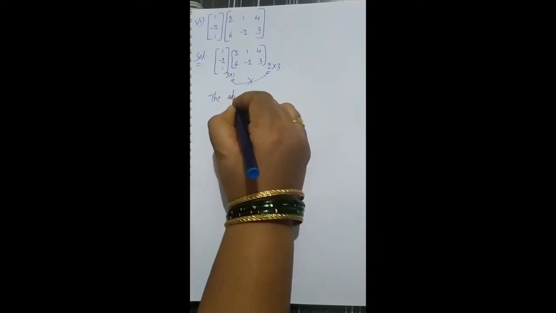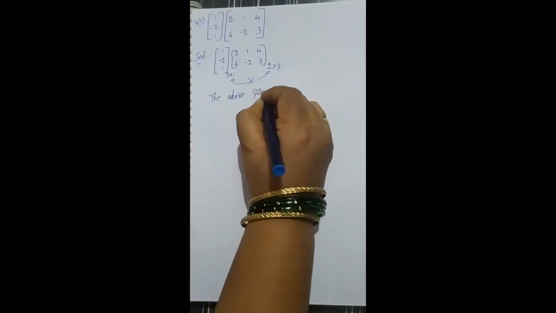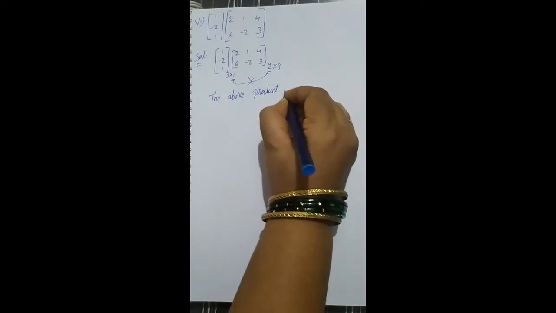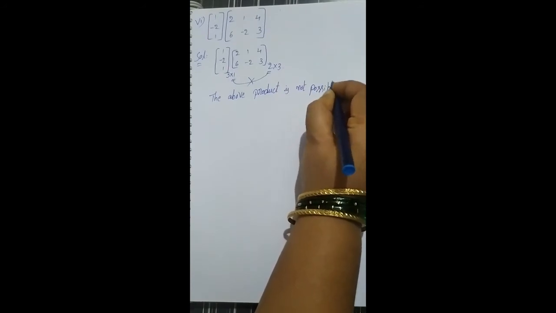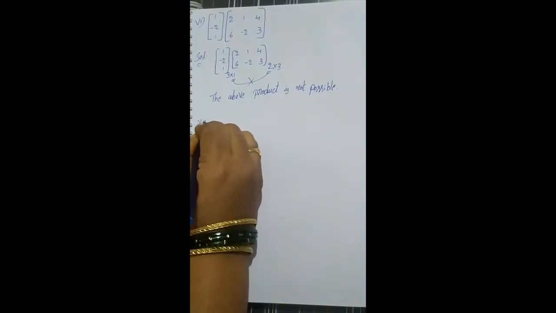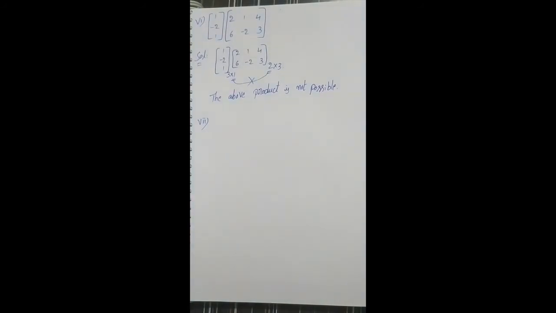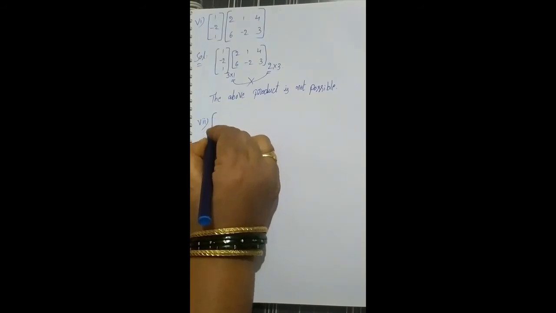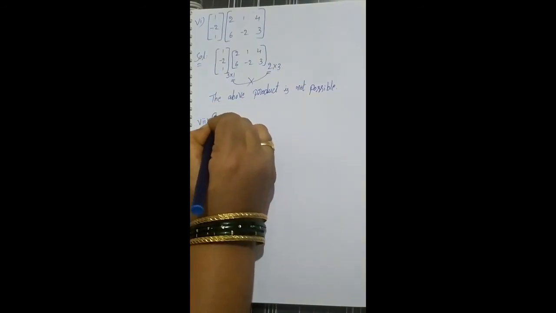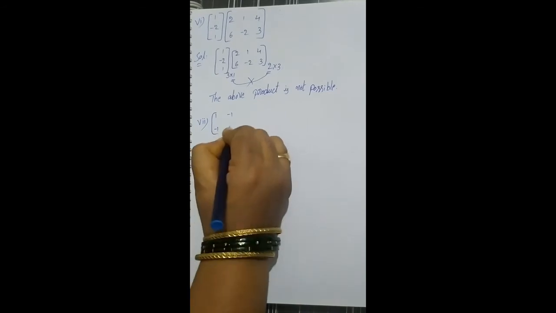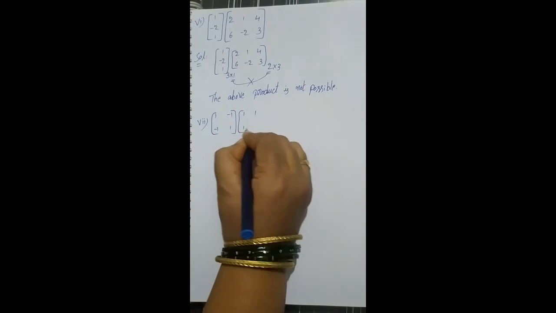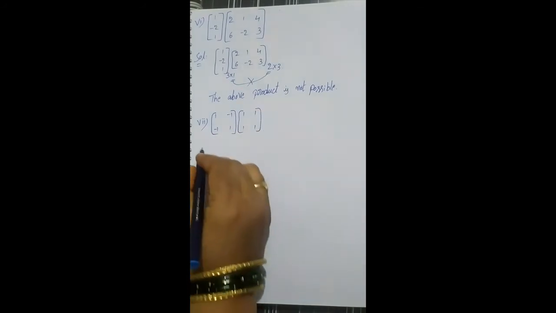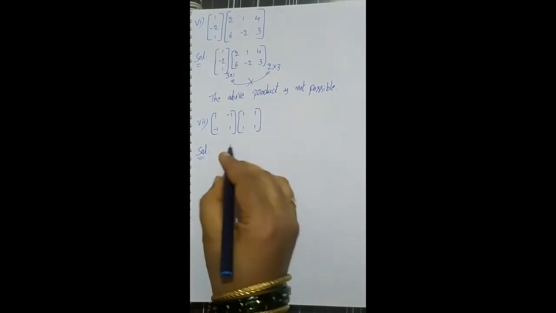The above product is not possible. Next we will go to the seventh problem. In the seventh problem, the given matrices are 1 minus 1 minus 1 1, and the second matrix is 1 1 1 1. These are our given matrices. Then we will go to the solution.